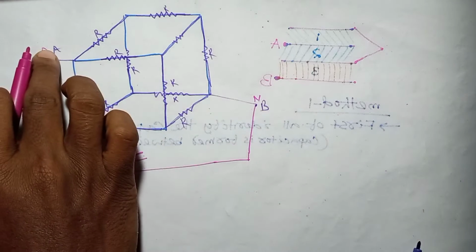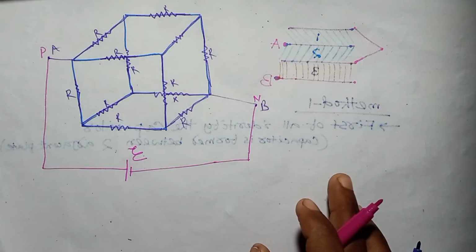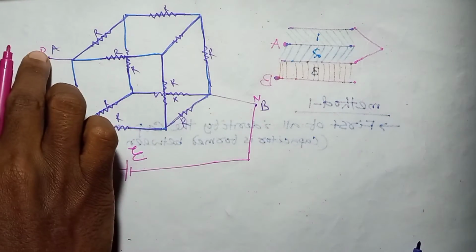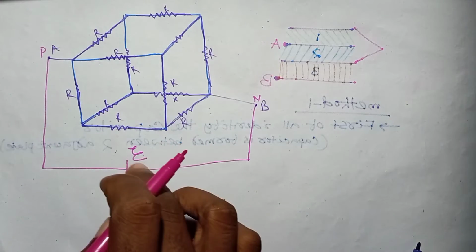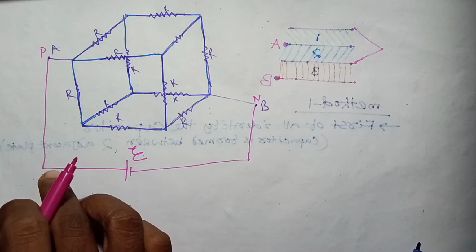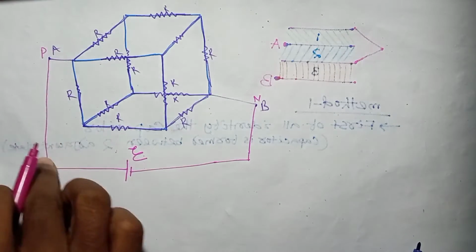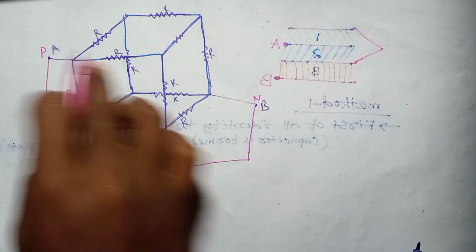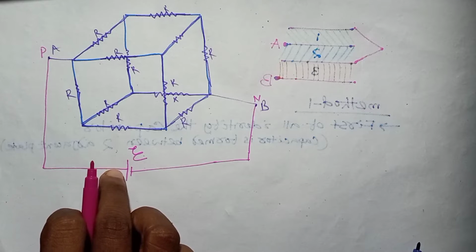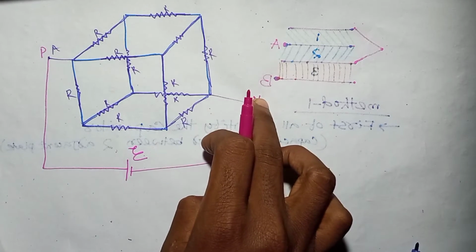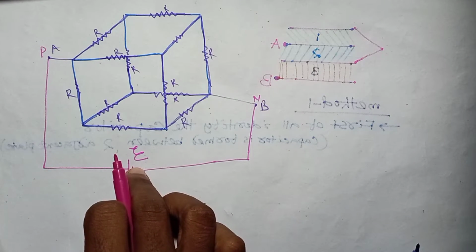We identify the points across which equivalent resistance is to be calculated, give them the names P and N, and connect a battery of EMF E to these points such that point P is connected to the positive terminal of the battery and point N is connected to the negative terminal of the battery.